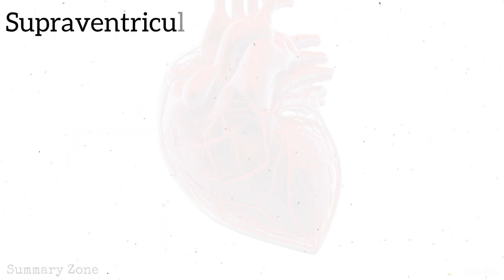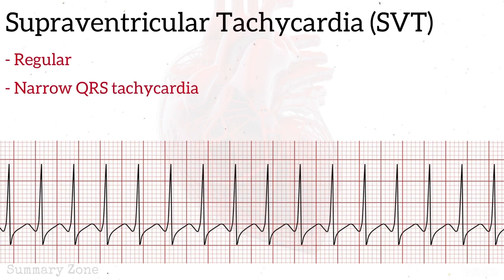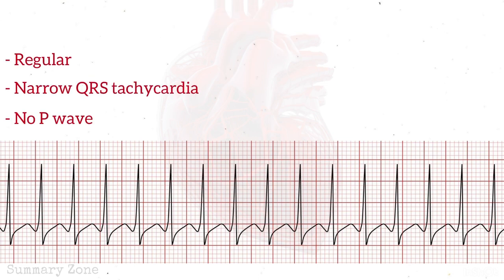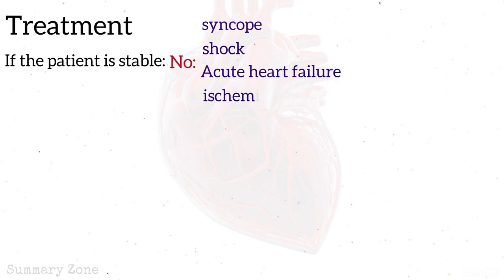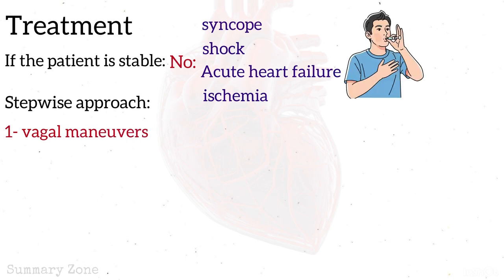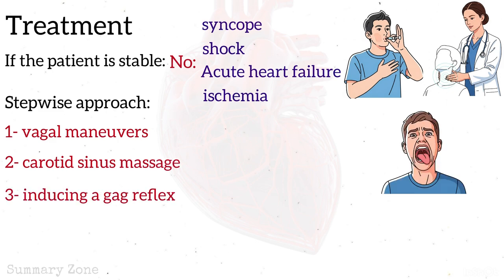Supraventricular tachycardia, SVT. Moving on to SVT, this is a regular, narrow QRS tachycardia and you typically won't see any P waves. If the patient is stable, meaning no syncope, shock, acute heart failure, ischemia, you follow a stepwise approach. First, try vagal maneuvers. The modified Valsalva maneuver is highly effective. You can also try carotid sinus massage or inducing a gag reflex.